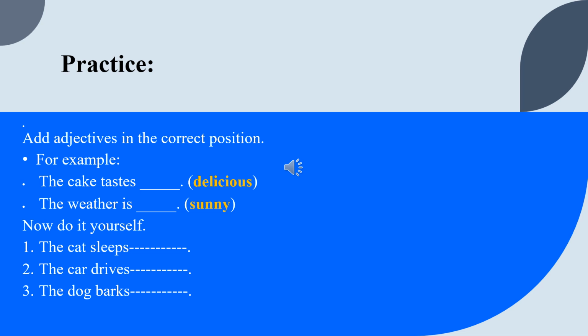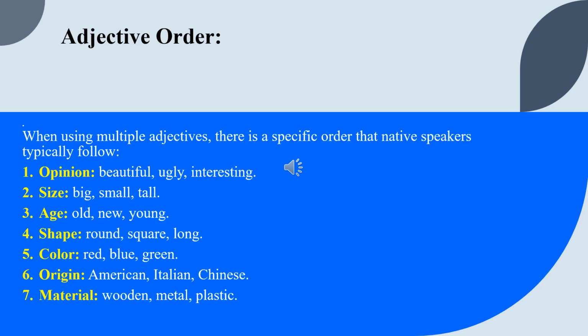Now do the following yourself. The first sentence is the cat sleeps. The car drives. The dog barks. Now you know how adjectives are very important in adding more information and making sentences more interesting.